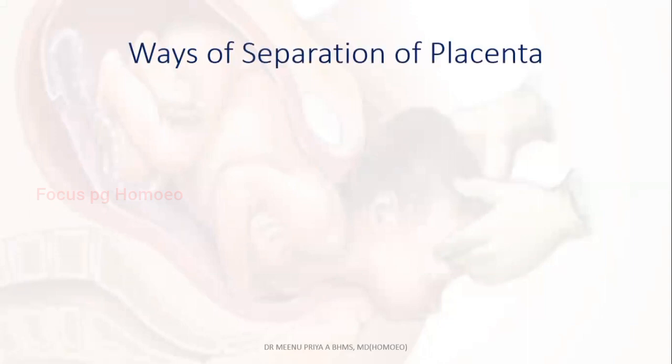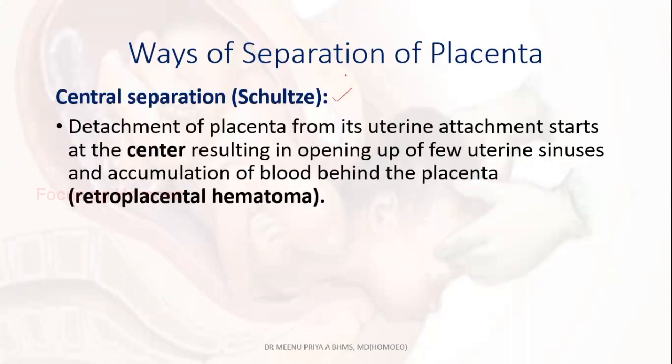Next, ways of separation of the placenta. There are two ways in which a placenta is separated. First, central separation, also known as Schultz separation. Detachment occurs from the center. Detachment of the placenta from its uterine attachment starts at the center, resulting in opening up of a few uterine sinuses and accumulation of blood behind the placenta. When there is accumulation of blood, this is also an added pressure on the placenta for it to get separated. And this accumulation of blood is called retroplacental hematoma.